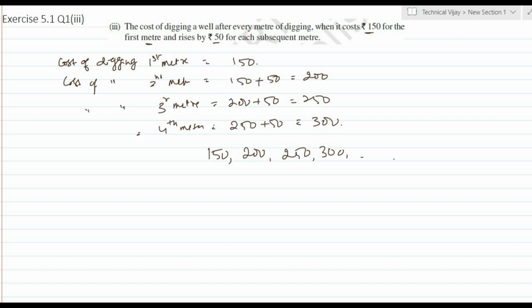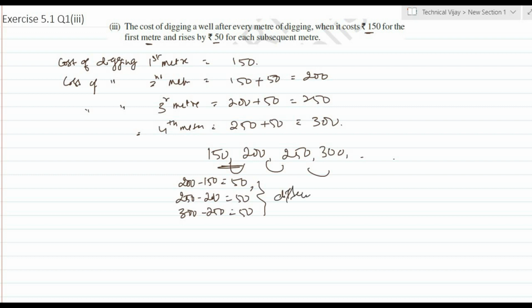Okay. So here, whether these are in AP or not, that we have to check, meaning the common difference should be the same. That is, second term minus first term, third term minus second term, fourth term minus third term, like this. Second term minus first term means 200 minus 150, it is equal to 50. And here third term minus second term, 250 minus 200, it is 50. So fourth term 300 minus 250, which is equal to 50. So here 50 is the difference, it is the same. The difference is the same means the common difference is the same, which means it is in AP. Okay. So this is AP. So we will go for the next one.